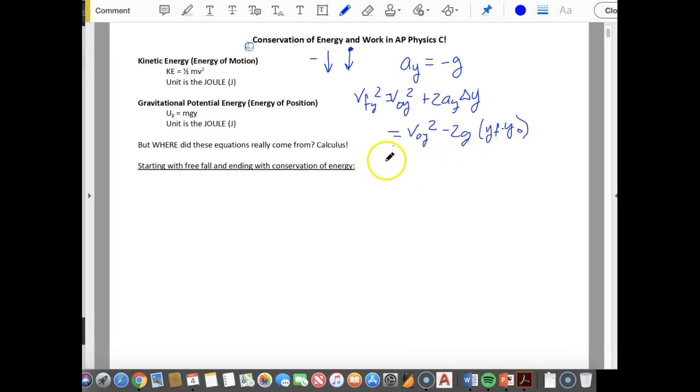So our equation that we're going to use in the end is just going to be vfy squared plus 2g y final. So here's our final conditions, and that should be equal to our original conditions. So this is v original y squared plus 2 times gravity times our original position in the y. So this is just the conservation law for free fall.